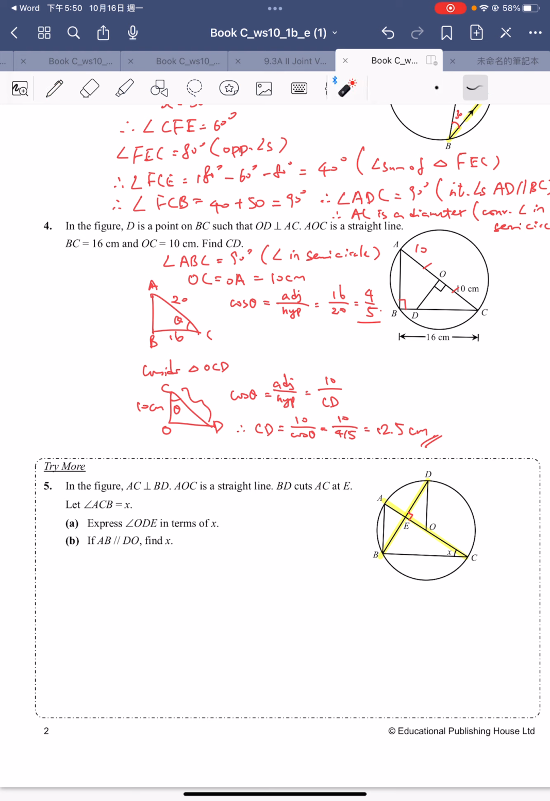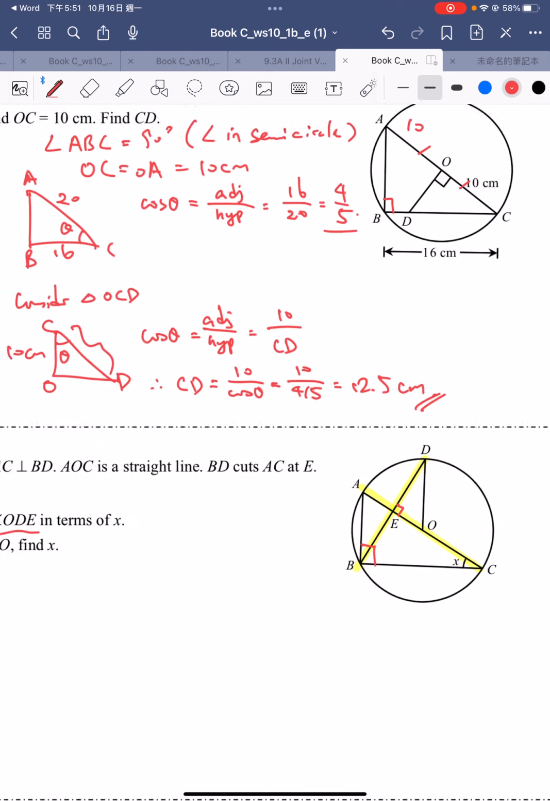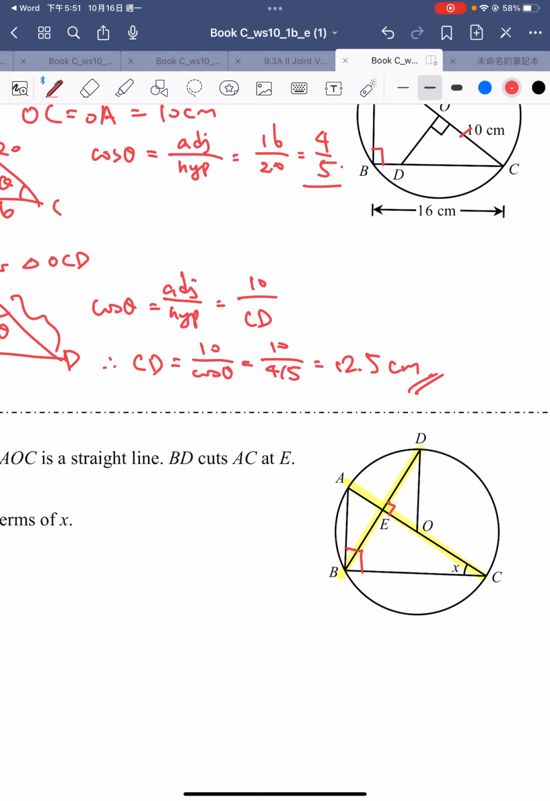So then we can say that BD cuts AC at E, so this is point E, and let the angle ACD be equal to x. As AC passes through the origin, we can say that AC is the diameter, then we can say the angle ABC is a right angle. So this is going to be a right angle as well. Now the question is asking you to express ODE in terms of x. So where is ODE? ODE is here.